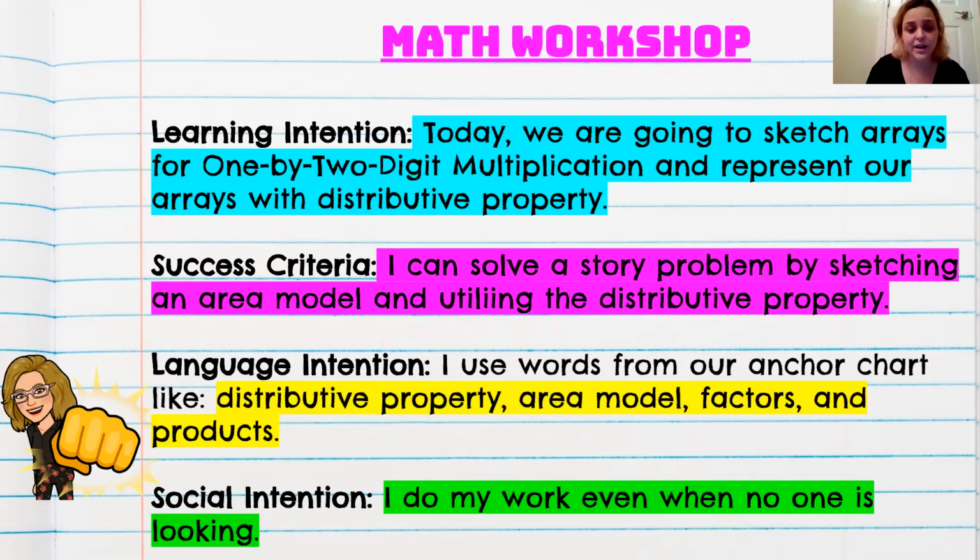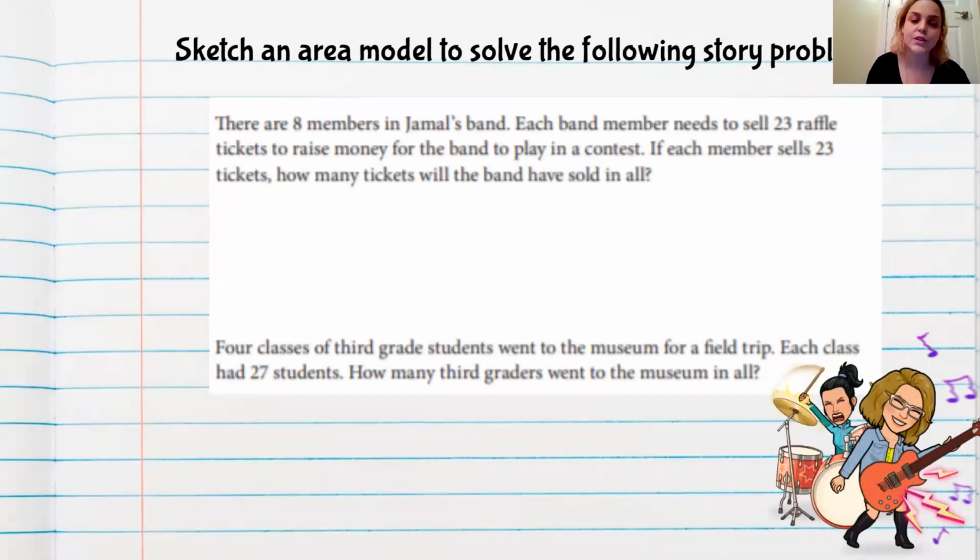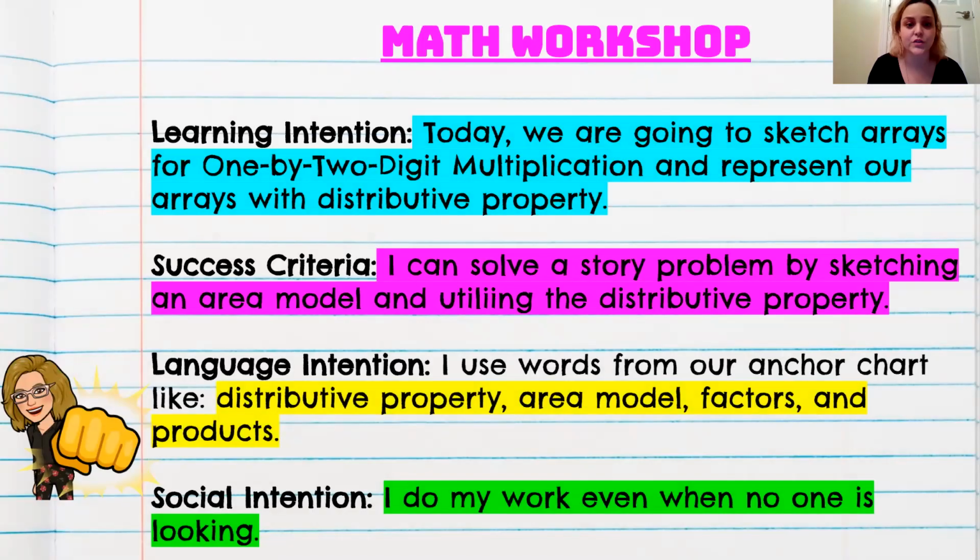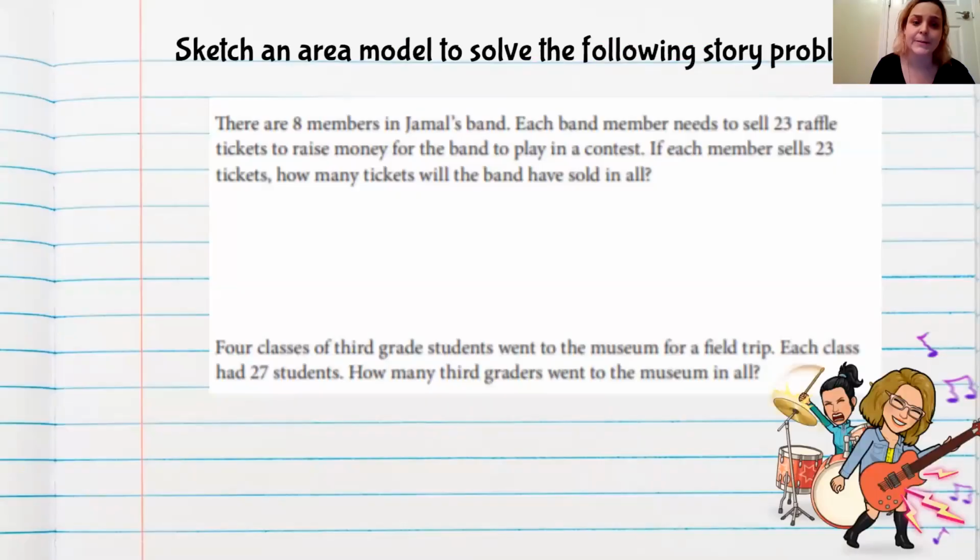And our social intention, as it's been these last few days, I do my work even when no one is looking. So we're going to start with our learning intention, which we said that we're going to sketch arrays for 1 by 2 digit multiplication and represent our arrays with distributive property.